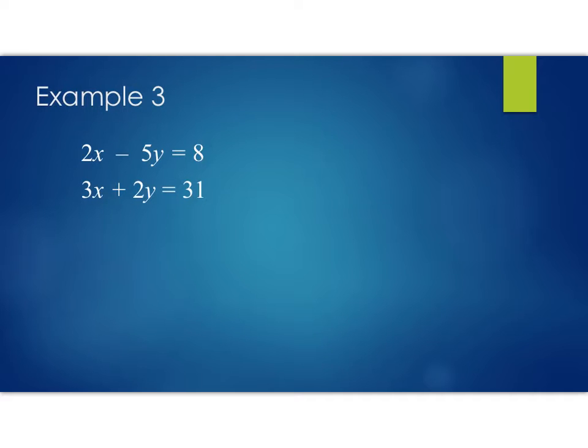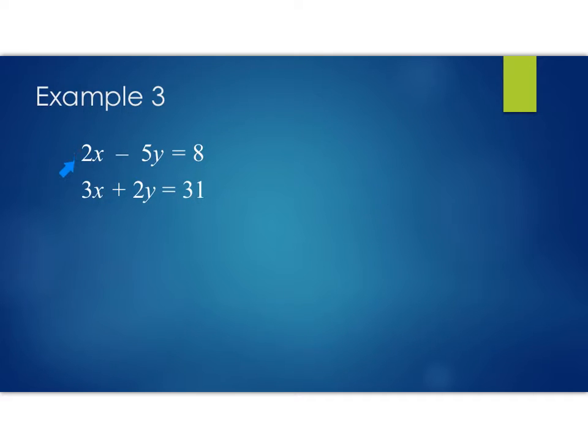Alright, check out example 3. So the big thing I notice in the first two examples, we had something that had a 1 or a -1 in front of one of the variables. This time we don't have that. So this one might be a little bit trickier.